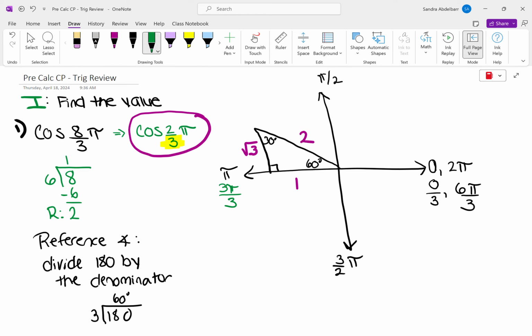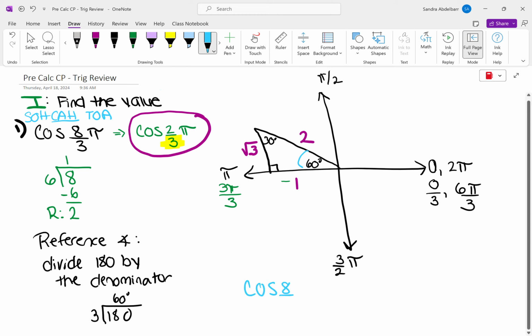Which ones will be negative, if any? Just the 1. The root 3 is going up, so it's positive. So now I want the cosine of this. So this brings us back to SOHCAHTOA. If I want the cosine of 8 over 3 pi, it is going to be my adjacent, which is -1, over my hypotenuse, which is 2.